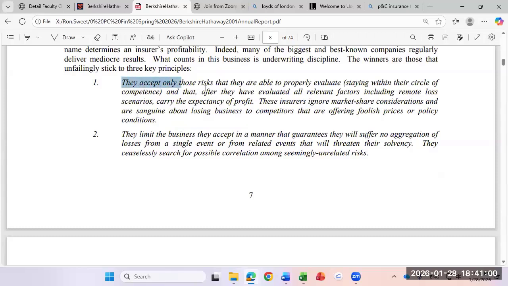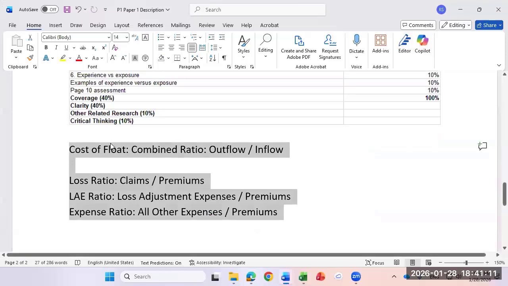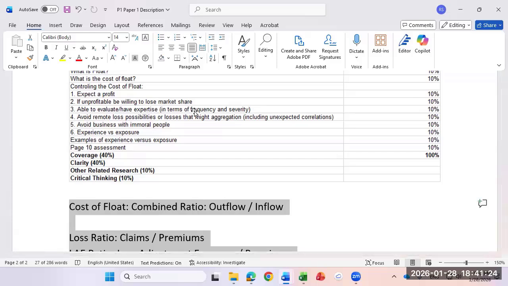So he says they accept only those risks they can properly evaluate. If you look in my rubric, number 3, you'll see "able to evaluate." You need to bring into that, what does able to evaluate mean? He doesn't say this, but I want it in your answer. That has to do with frequency and severity. Those are the 2 main concepts. Frequency is the probability that something will happen. Severity is, if it happens, how much did you lose?